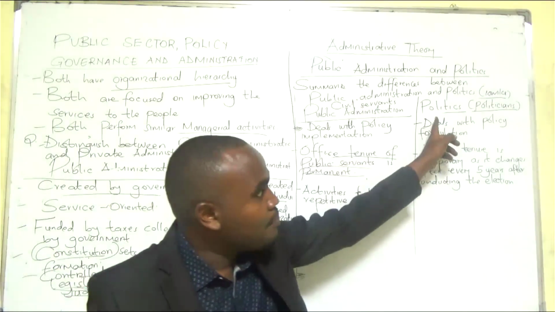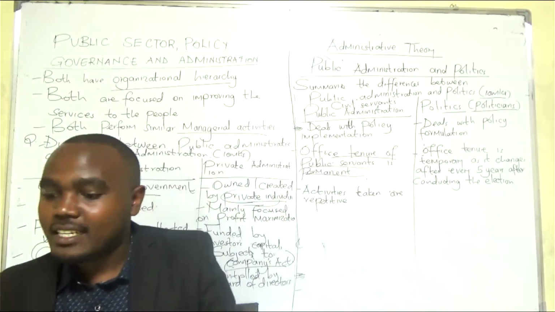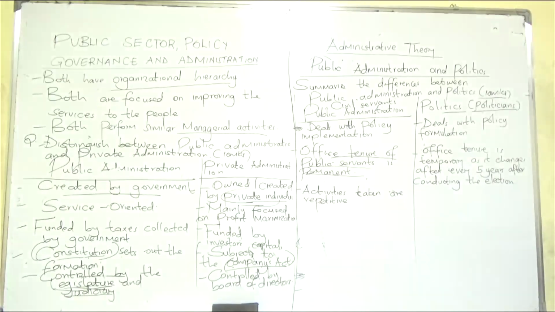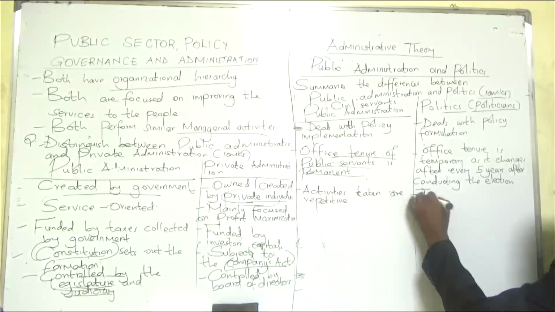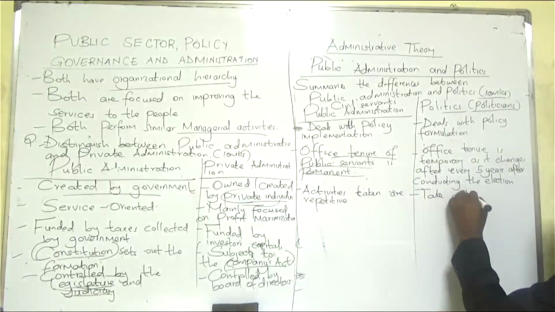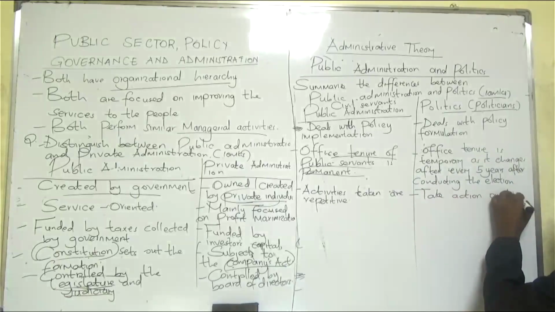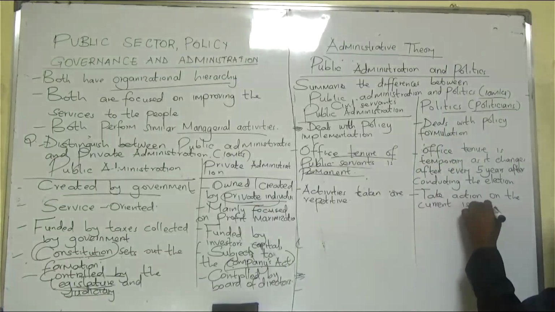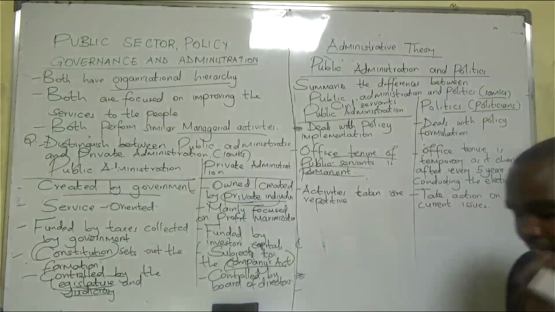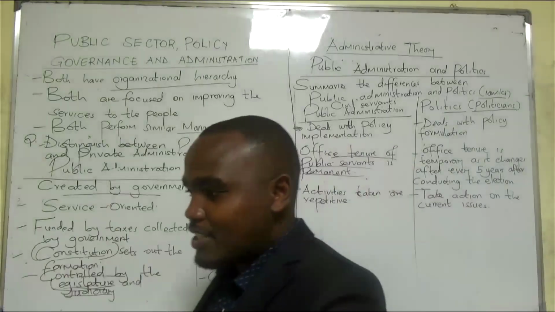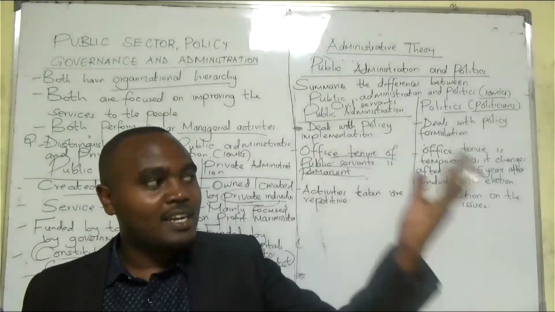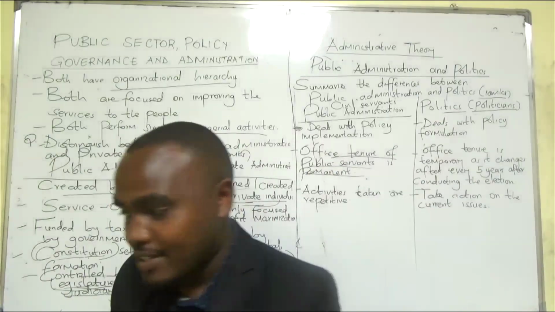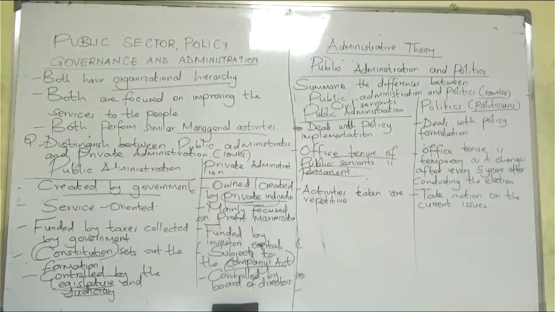But what happens in the politics? They deal with the current issues. They mostly deal with the current issues. They take action on the current issues. That is why somebody will tell us, I am coming with a bill that because of these strikes and these demonstrations, I need to ensure that now people will not be demonstrating. Politicians taking action on the current issues.